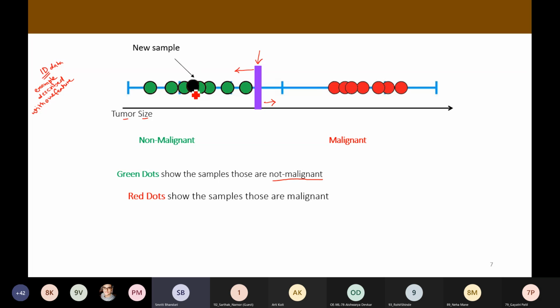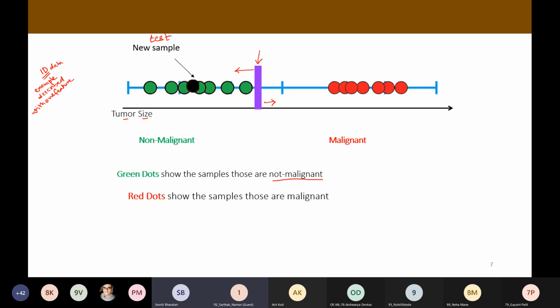Anybody? What we want, this is our test sample. New sample means this is our test sample. And what we need to do? We need to classify this test sample. So how will my system predict the class of this sample? Anybody? What would be the class of this test sample?